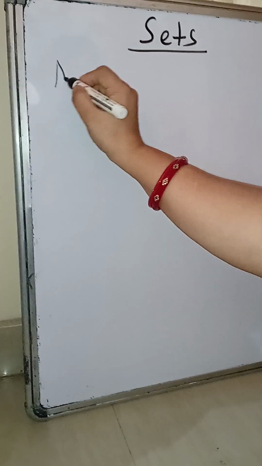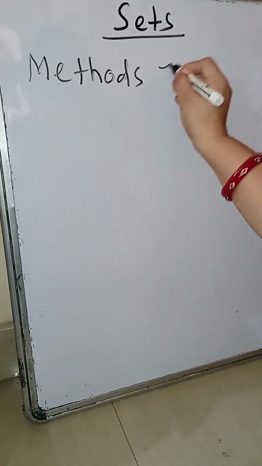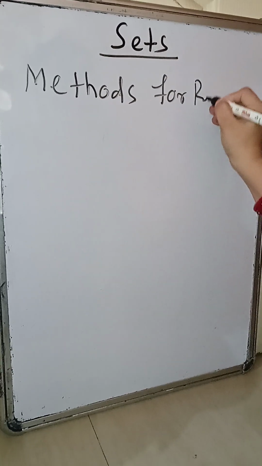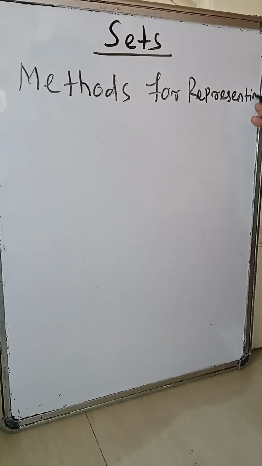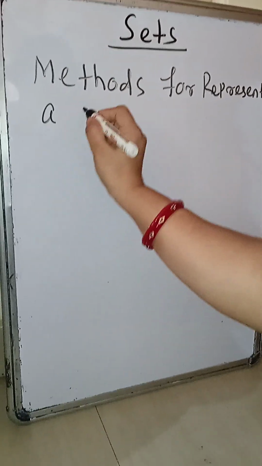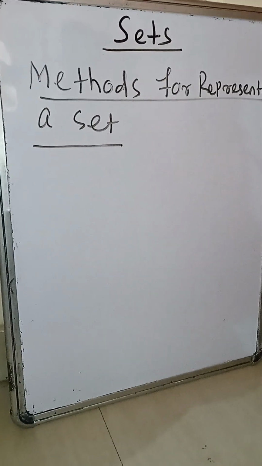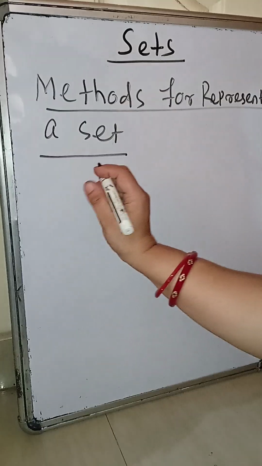Now we will discuss the methods for representing a set. There are two methods. The first method is the roster or tabular form.